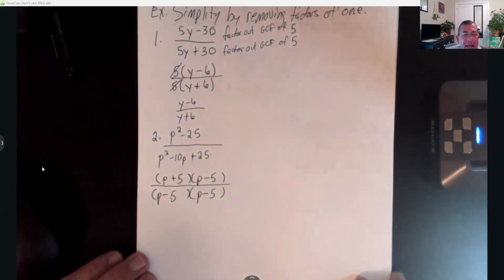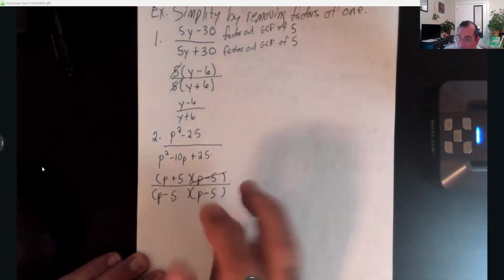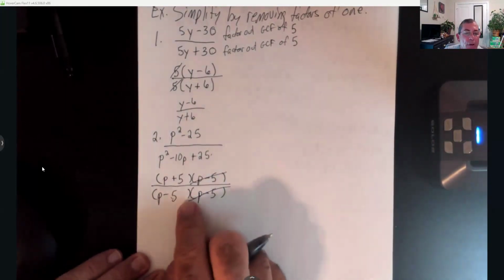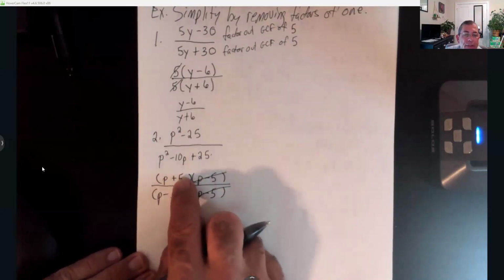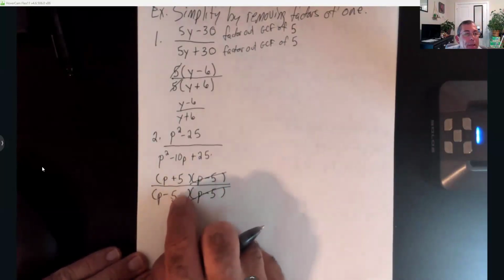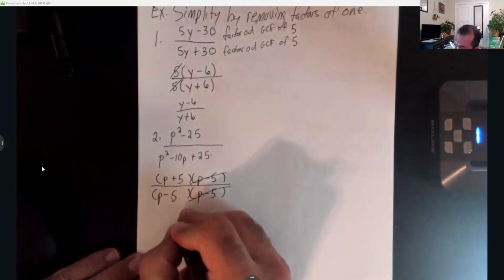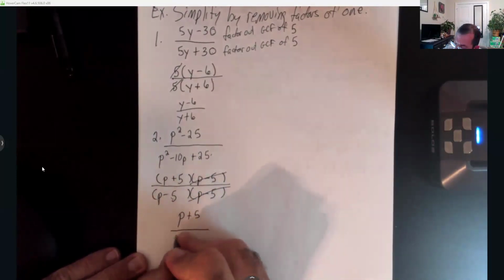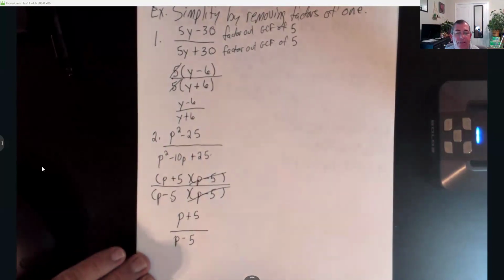So look what we've got now. This p minus 5 can cancel with this p minus 5. But it can't cancel both of them. That factor is gone now. So what's left is a p plus 5 over p minus 5. Since they don't match up, p plus 5 over p minus 5 is our final answer.